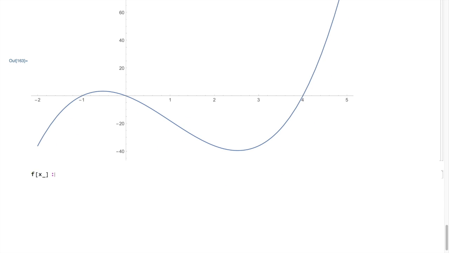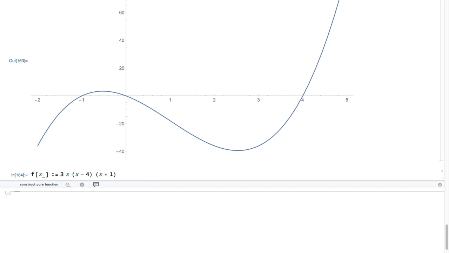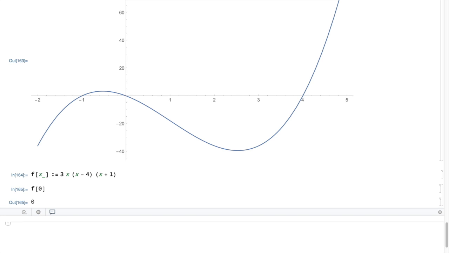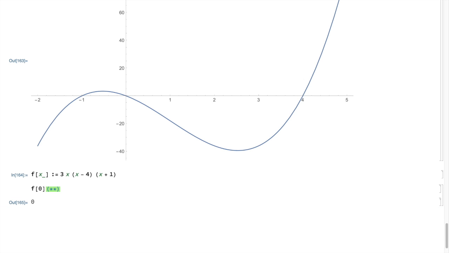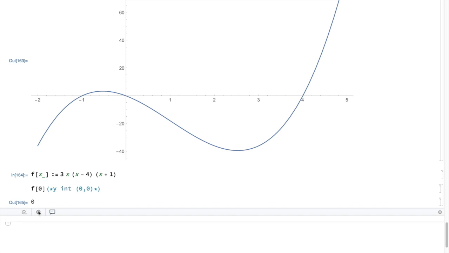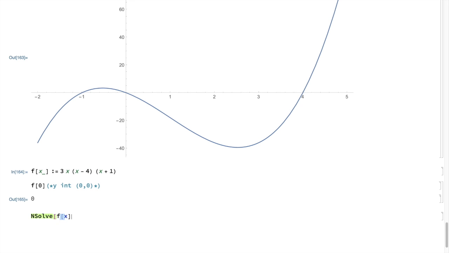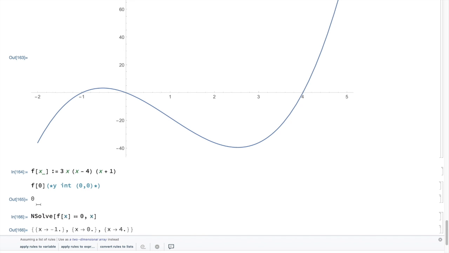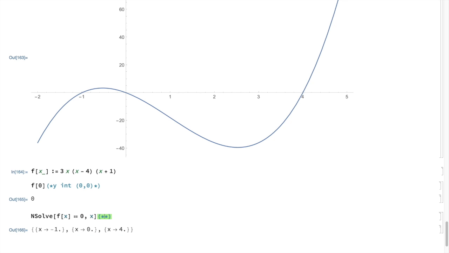First, just like before, I am going to define it like that. All right, what's the y-intercept? It would be (0, 0). Right. What's the x-intercept? Well, I got to do this. And it looks like we have three of them: negative 1, 0, and 4. So those would be my x-intercepts there. Yep, and (4, 0). Nice.